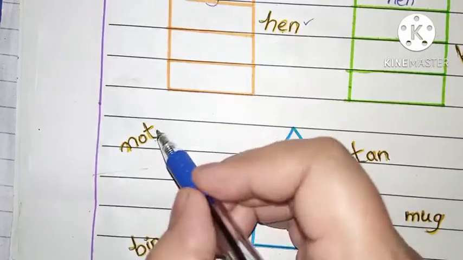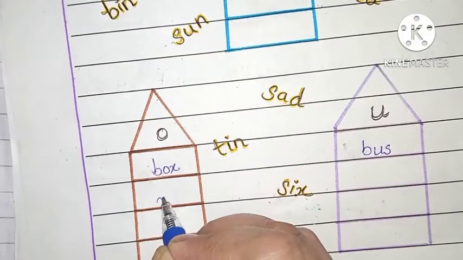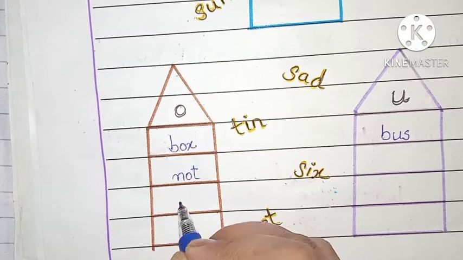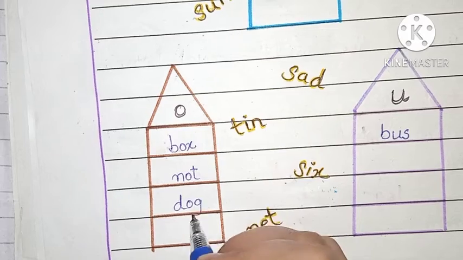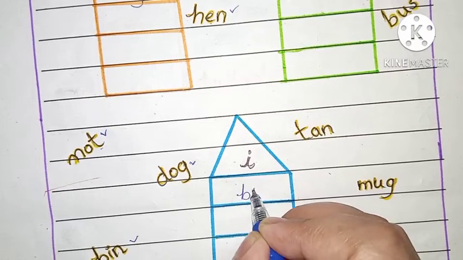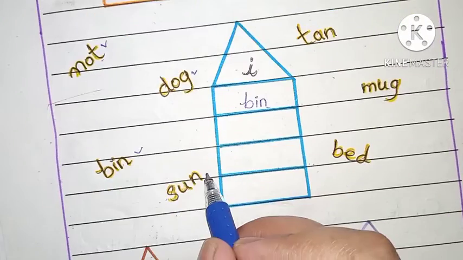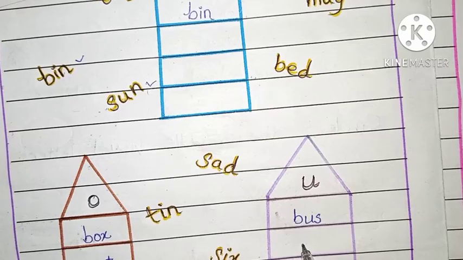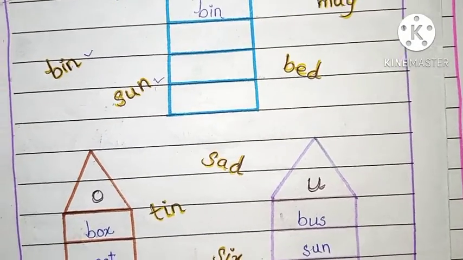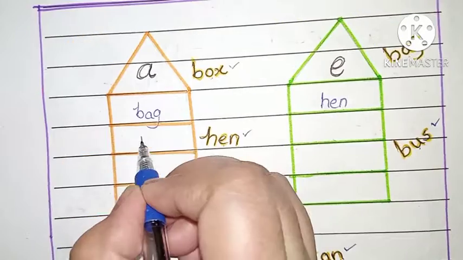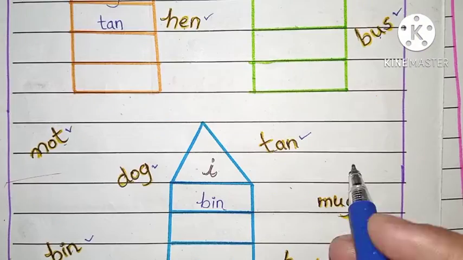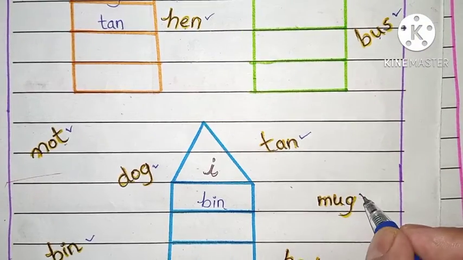Knot. N-O-T. Knot. Dog. D-O-G. Dog. Bin. I. Sun. U. Tan. T-A-N. Tan. Tan color. Samla. Mug. U.